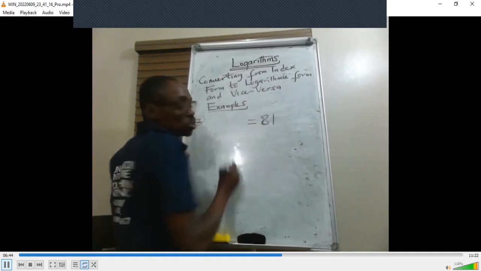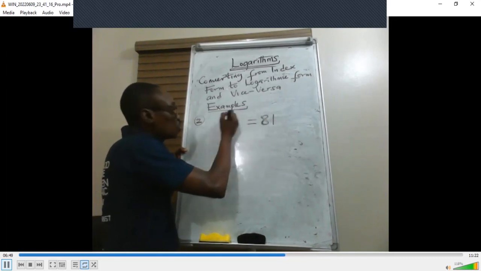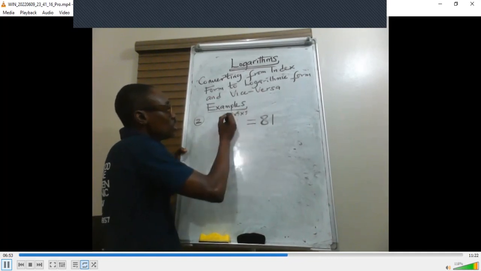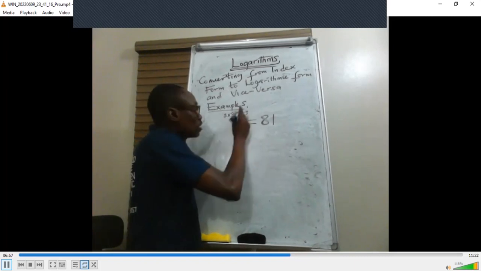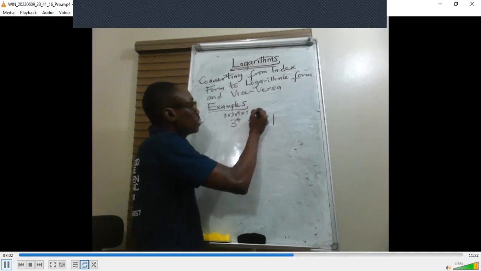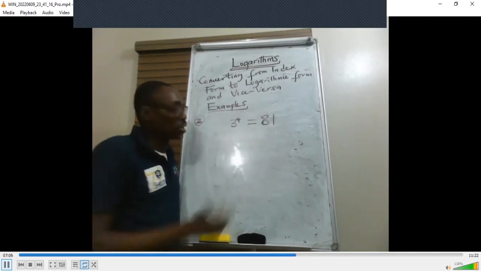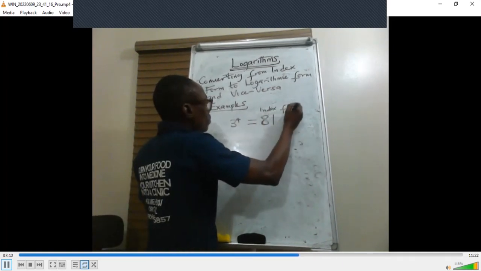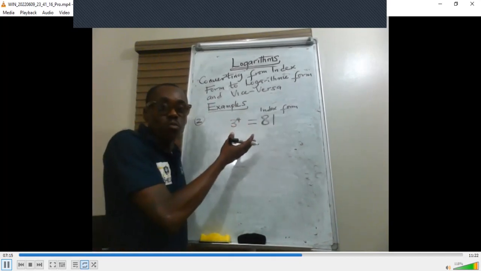9 times 9 is equals to 81. Also, 3 times 3 times 3 times 3, 4 threes will still give 81. So this is the same thing as 3 raised to power 4. So 3 raised to power 4 is equals to 81. This is the index form of the equation.